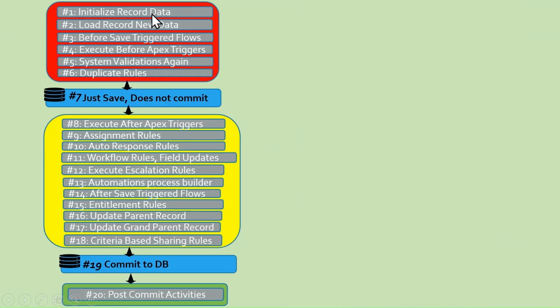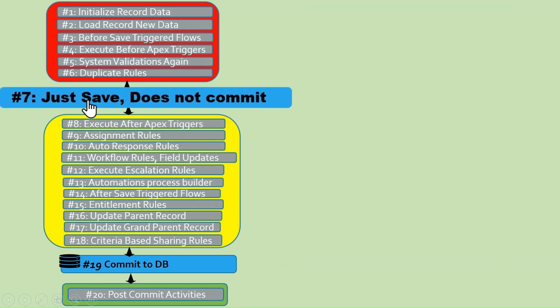If you observe, all these 6 steps are meant for the input data, validation of the data, and sanitization of the data. And the data is not yet saved into the database. So it is always better to perform all the validations and stop the transaction within these 6 steps itself. Hence I mark these steps as red because this is the correct place to stop in case of any invalid data. The next step is just save, does not commit. Let's see how this step would be performed in case of insert DML and update DML.